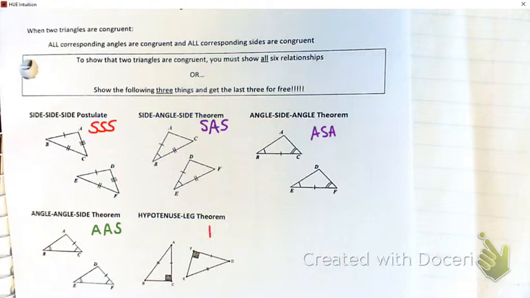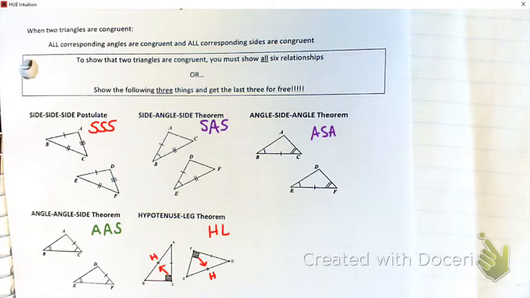All right, the last one is called HL. Hypotenuse leg. Hypotenuse leg only works if it's a right triangle. And it's a right triangle if there's a right angle in each one, which there is in this picture. H stands for the hypotenuse. The hypotenuse is the side across from the 90. So this one's the H and this one's the H.